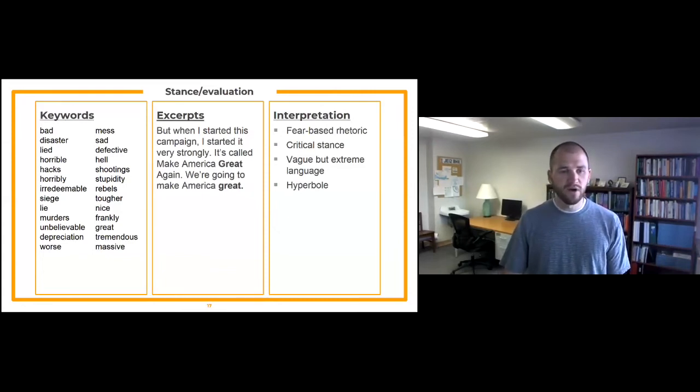A lot of those were negative, most of them were negative, talking about previous policies. But some of them, like the use of the word great, had to do with his campaign slogan, Make America Great Again. And that's an example of him using one of these evaluative words for a positive message. A lot of it was fear-based rhetoric.